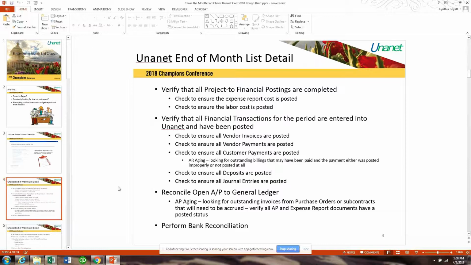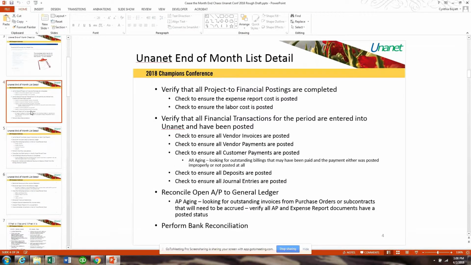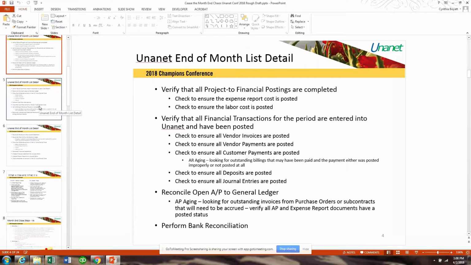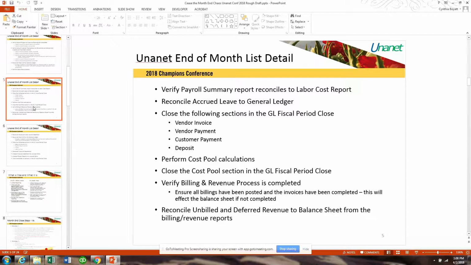Perform a bank reconciliation. We actually don't do a reconciliation directly in Uninet during the close process. We do that after the fact, but we do a quick and dirty reconciliation during the close process. We verify the payroll summary report reconciles to the labor cost report. Very important. If your payroll summary doesn't reconcile to your labor cost report, then you may have paid somebody incorrectly, or you may not have dilution turned on correctly, which is also a big one.